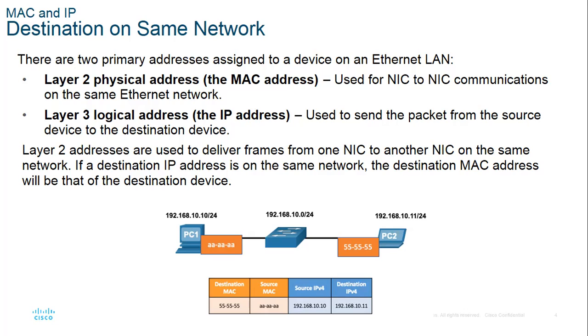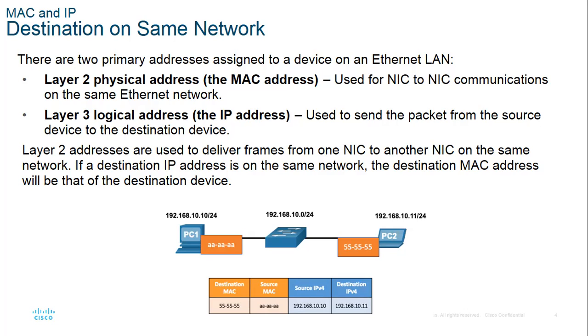The network address is 192.168.10.0/24, and PC2 has a MAC address of 555.555.555, and the IP address is 192.168.10.11. So we can see that PC1 and PC2 are part of the same network. When PC1 generates an IP packet where the destination is PC2, in the header of the IP packet it will be configured with a source IP address related to PC1, and the destination IP address will be the IP address of PC2.